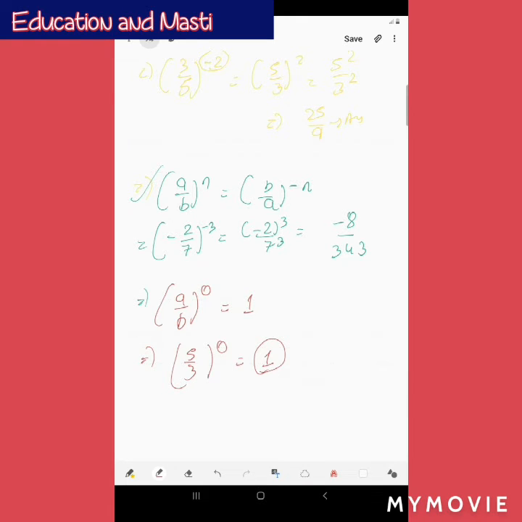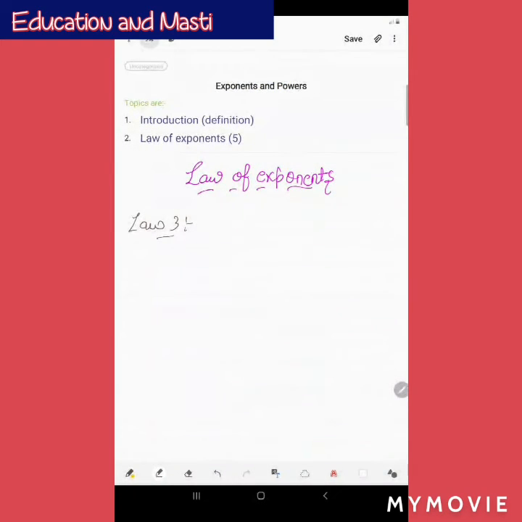This was a little bit lengthy, but I think you have understood this. Now let's move to law 3. In this law 3, the formula we are going to deal with is a to the m into a to the n equals a to the m plus n. Now understand carefully. If we are multiplying two terms with the same base and their powers, then the powers will be added. For this you need to understand the example, then only you will understand this equation. If I just tell it with my mouth, you will not understand.